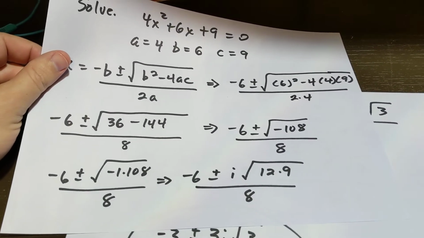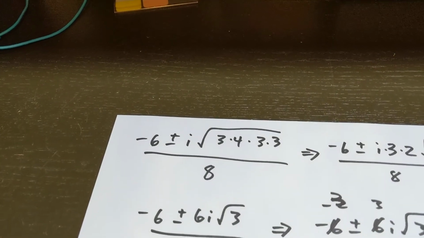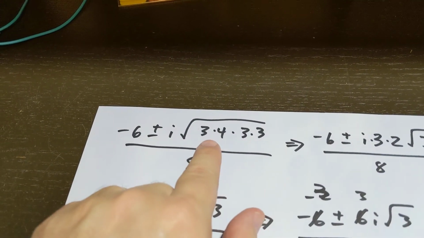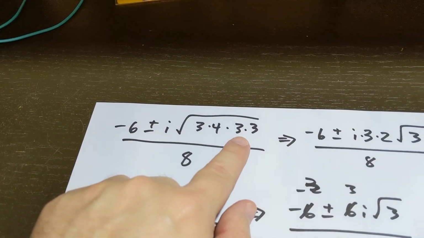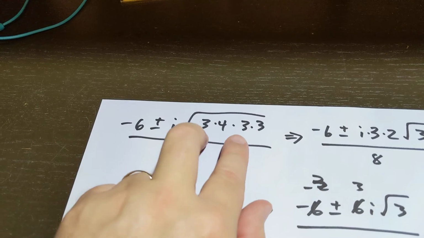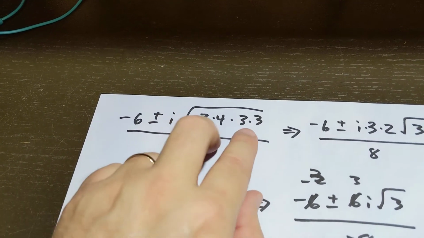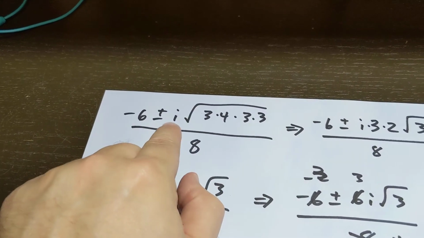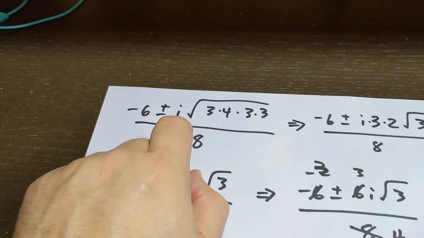Now I need to break that down further. So that is going to become this. So the 12 becomes 3 times 4, and the 9 becomes 3 times 3. And what I'm looking for here is 2 of a kind. Notice I have 2 of the same kind here. So that I have a 3 here and a 3 here, 2 of a kind. So I'm going to bring that out front. And also the square root of 4 is a perfect root, so that's going to be 2.